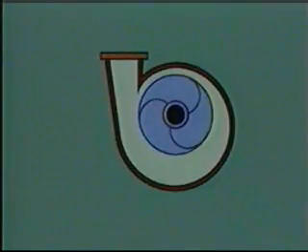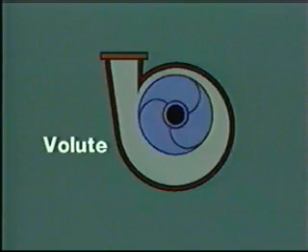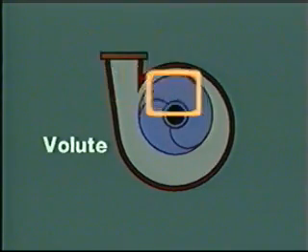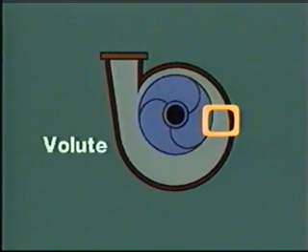Remember the volute we talked about in section 1? It's the chamber that's wider at the discharge nozzle than where the fluid leaves the impeller. That increased area lets the fluid slow down, and as it does, some of the fluid's kinetic energy is converted to pressure.